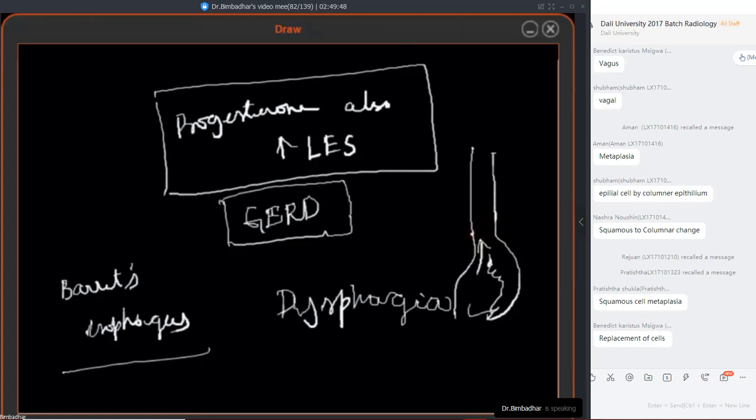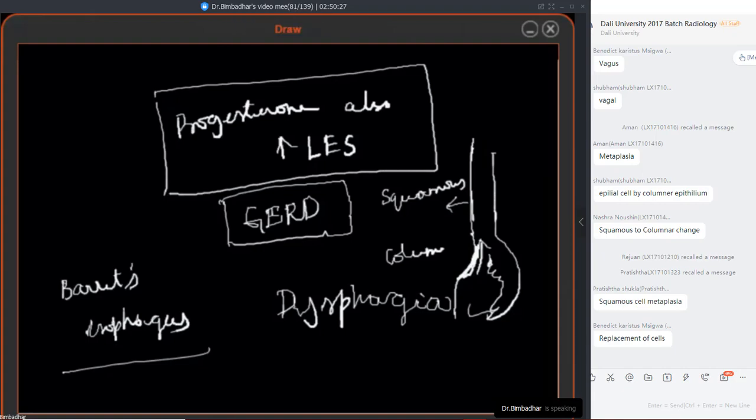Now you see here, there is a thing that is called the Z line. I don't know if your anatomy teacher has taught you about this one. The stomach is lined by columnar epithelium, whereas the esophagus is lined by squamous epithelium. So the squamous epithelium is lining the esophagus, and the columnar epithelium is lining the stomach.